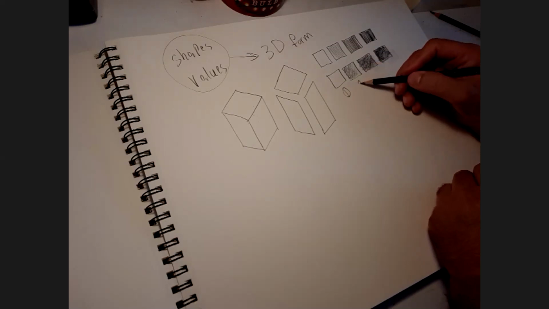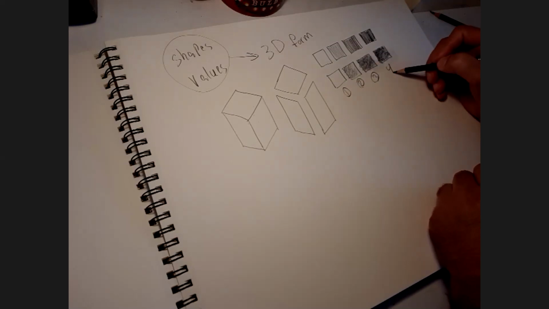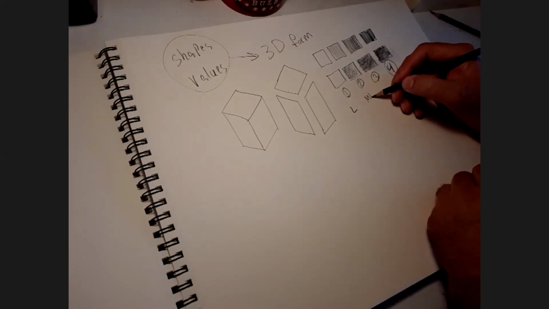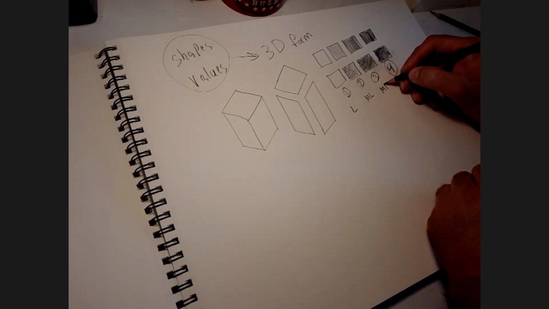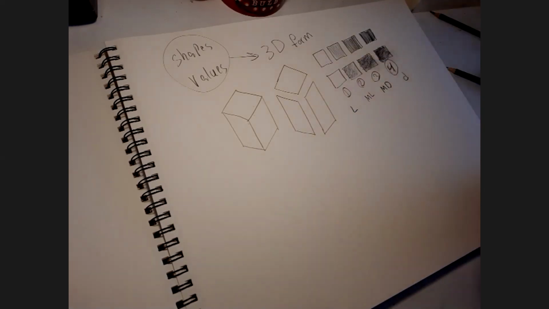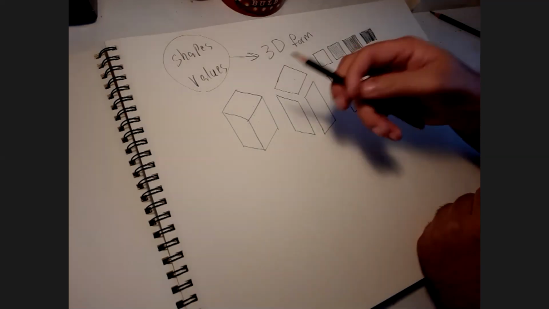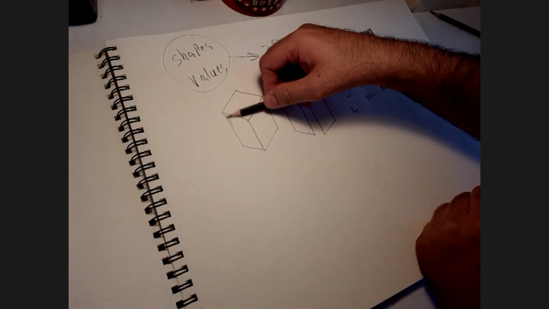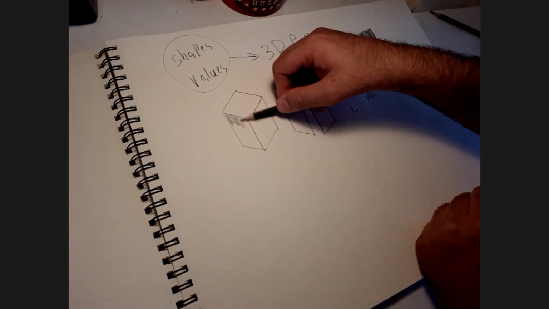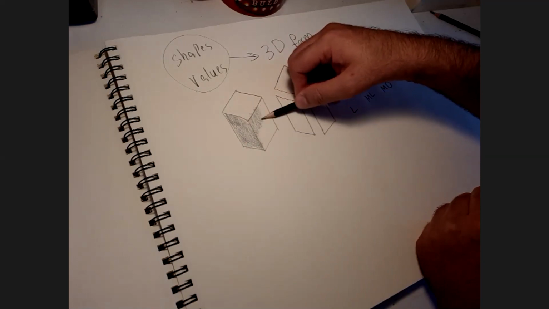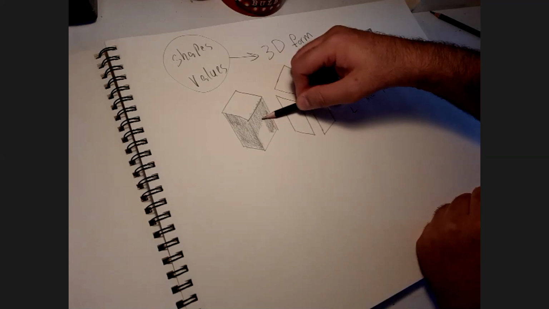So 1, 2, 3, 4. Let's say this one is dark, this one is light, this one is medium light, and this one is medium dark, or both are medium, doesn't matter. 4 values. So again, we try to put these values here. I just do a simple shading here. I just give it 2 values for now.